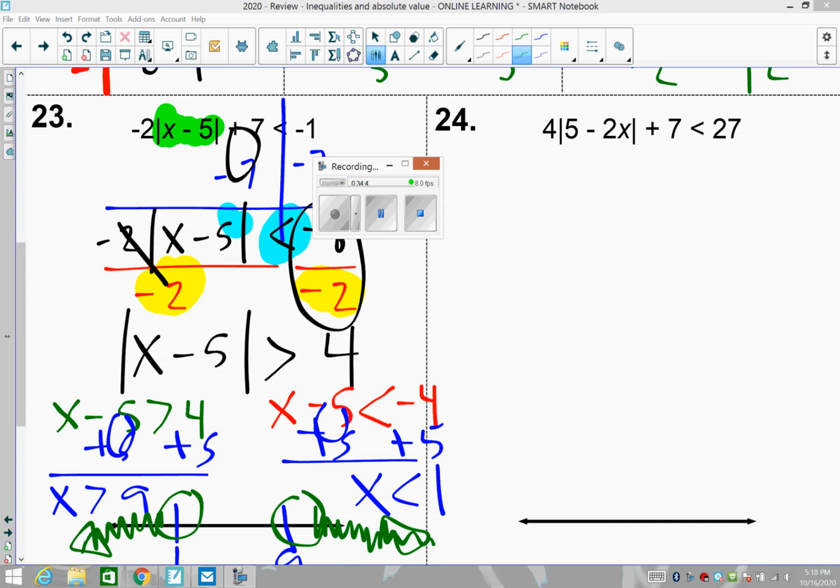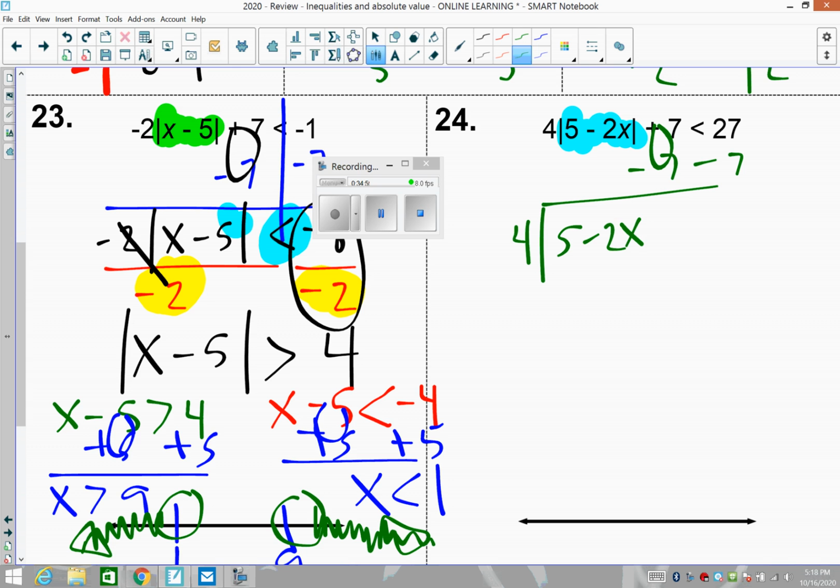Question 24, same plan. We're going to isolate right here. So we're going to subtract 7, copy, paste, copy, paste. So we get 4 times 5 minus 2x is less than 20. Divide by 4, copy, paste, copy, paste. So we get 5 minus 2x is less than 5.